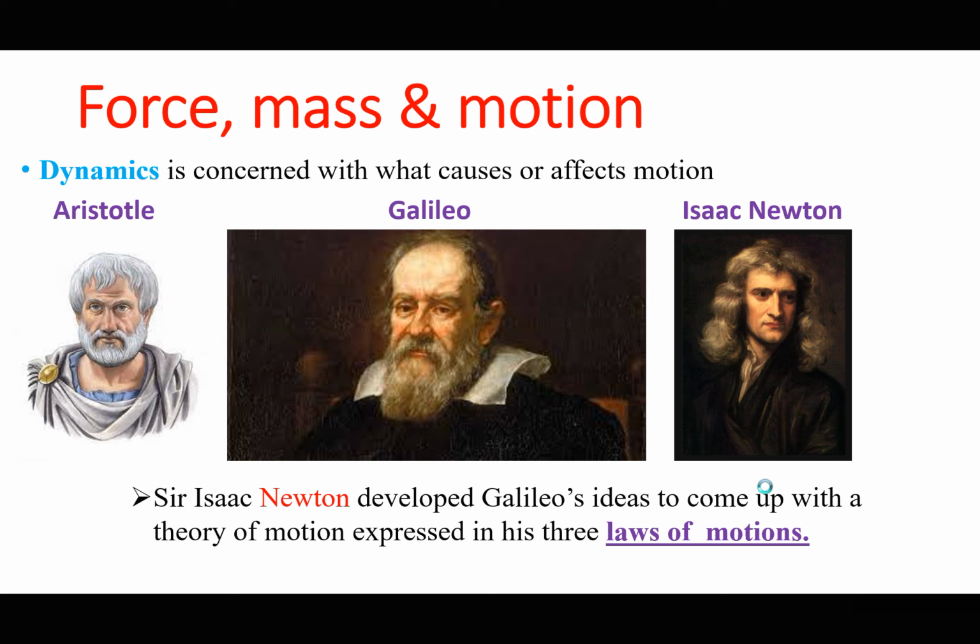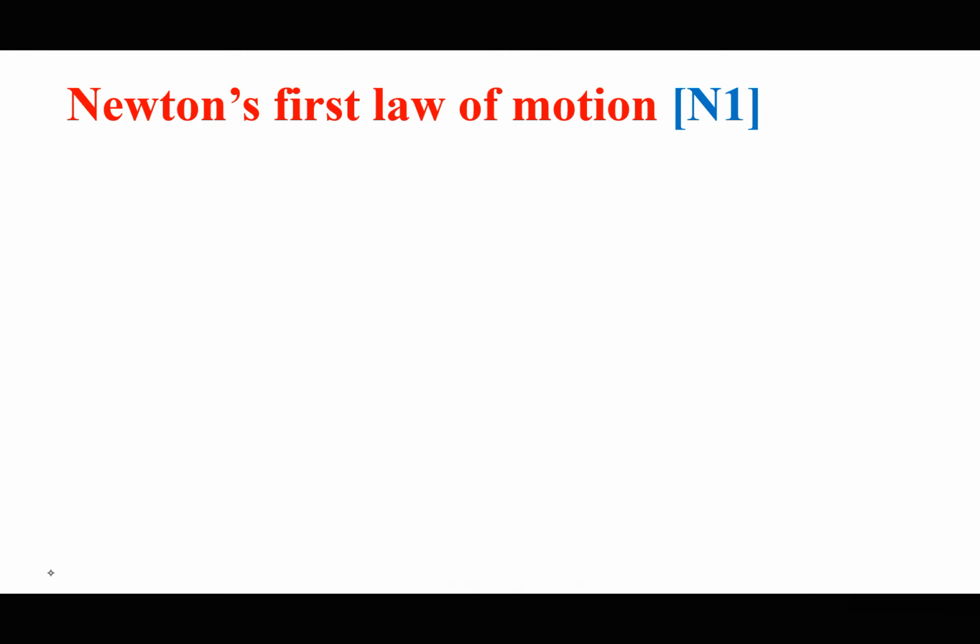And finally, Isaac Newton combines the ideas of Galileo with Aristotle and comes up with his famous three laws of motion, which we call Newton's laws of motion. So in this unit, we are just going to explore Newton's laws of motion. Let's talk about Newton's laws of motion. The first law of motion. Whenever I write N1, N2, N3, I'm actually referring to Newton's laws. N1 is Newton's first law, N2 will be Newton's second law, N3 will be Newton's third law.